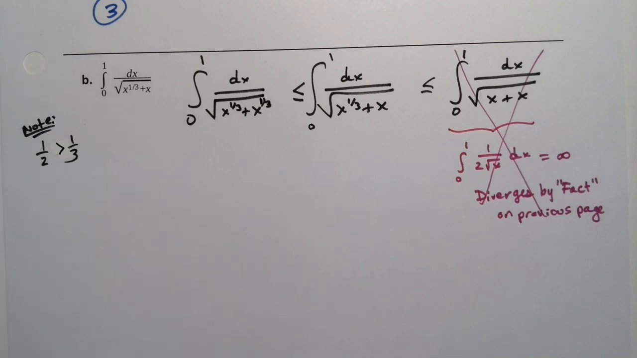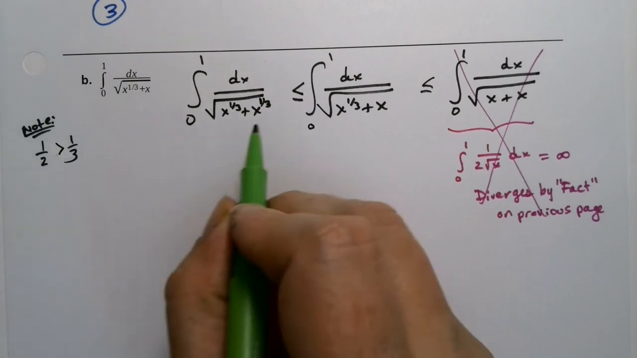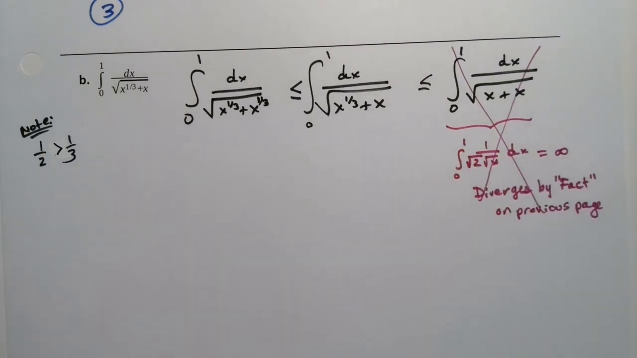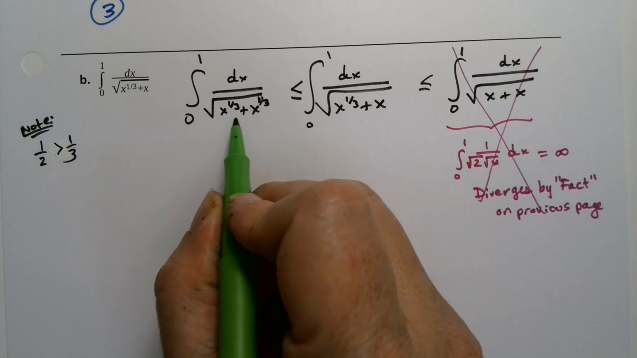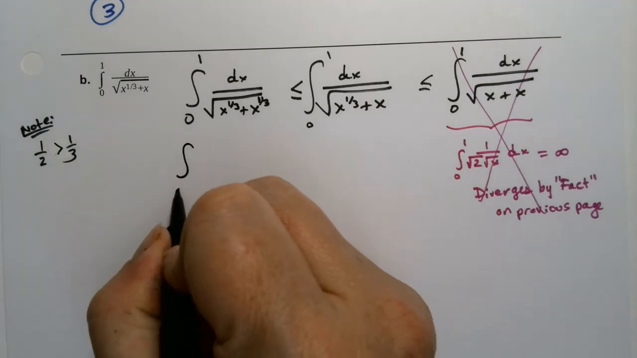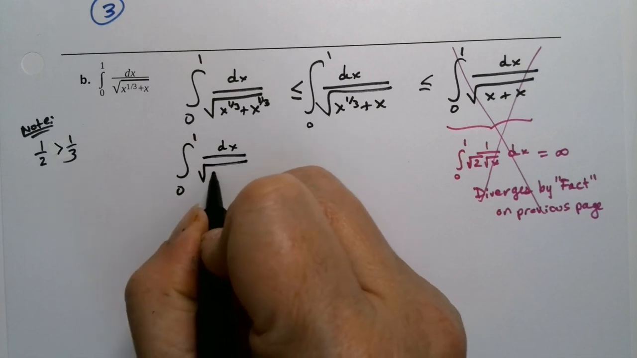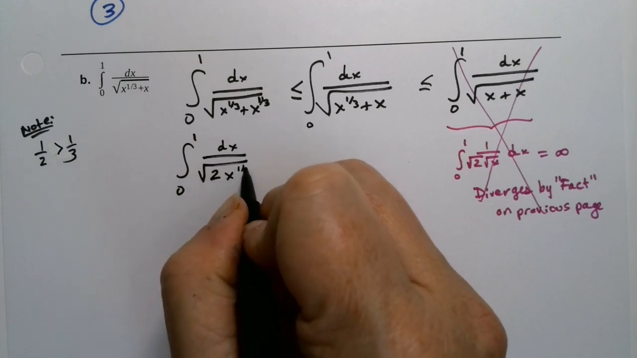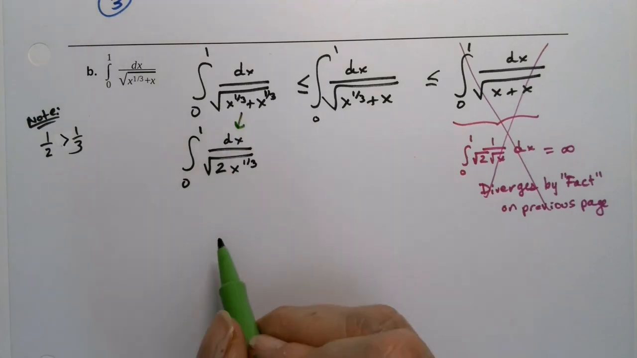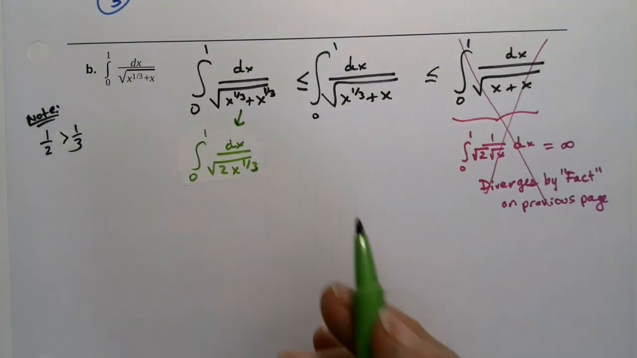So it's a smaller function. This is x to the 1/3 plus x to the 1/3, so that's 2 x to the 1/3. Oh, square root of 2 over here. I'm sorry, it was the square root of 2. I apologize. So this one is the integral from 0 to 1 of dx over the square root of 2x to the 1/3, right? That's this one going that way. Oh, I should have written that in a different color. Hold on. There we go.